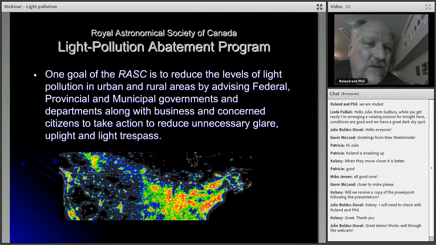We have quite an active committee and quite a few members across the country who are active at this light pollution abatement. We look at the light pollution across the country, and we try to advise federal, provincial, and municipal governments and agencies, along with businesses, to take action, reduce unnecessary glare, uplight, and light trespass. And we're certainly bringing to their attention this aspect of the cool white, or so-called cool white, LEDs with their very strong blue output.